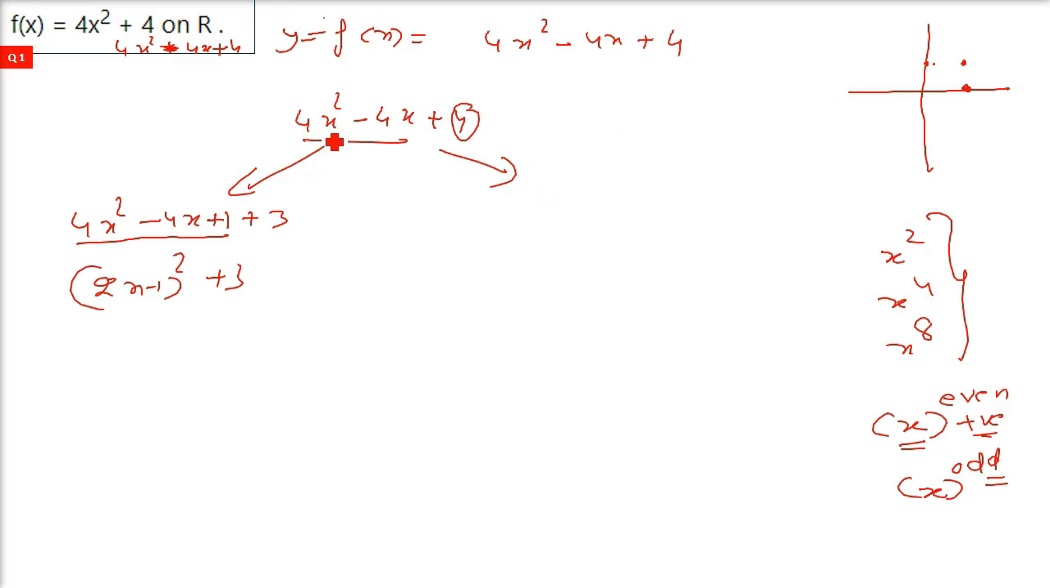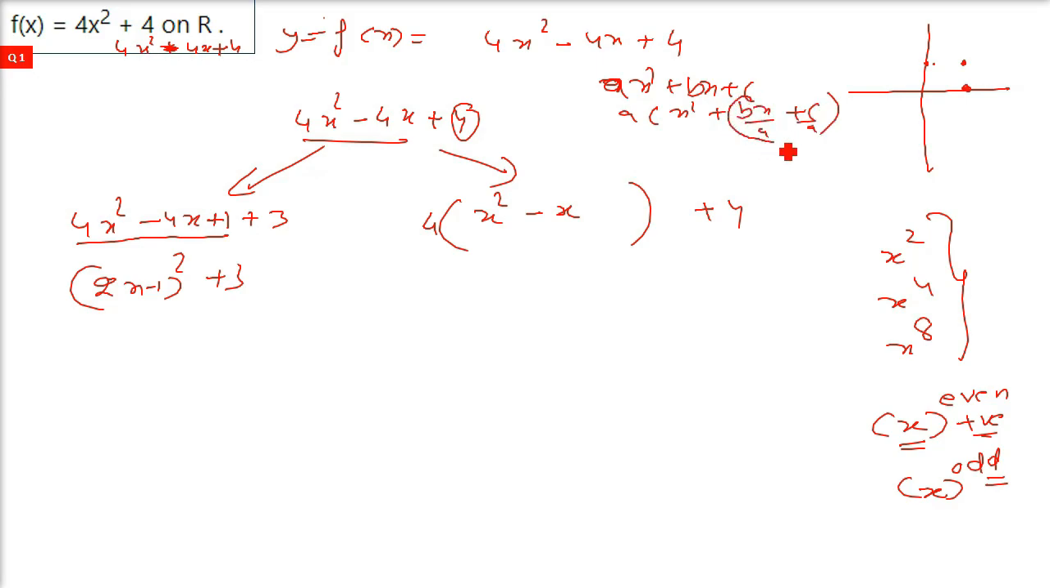The left one is there, but what do we have to do? First of all, take the coefficient of x square outside. So I've taken 4 outside from x square and x. The constant I have placed here only. Now how to make the perfect square of this one? See, always see what is the coefficient of x. If you have ax square plus bx plus c, when you take a outside, that is a, the coefficient of x square, it will be x square plus bx by a plus c by a. Then in order to make this a perfect square, we divide this by 2.